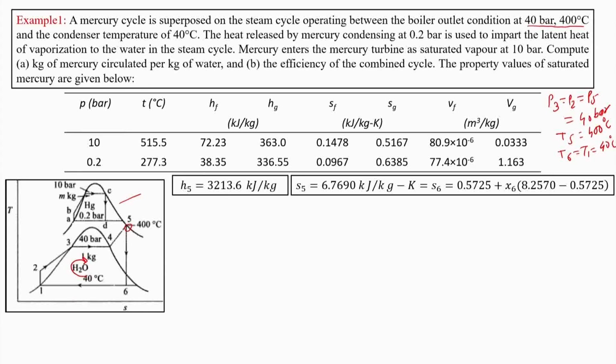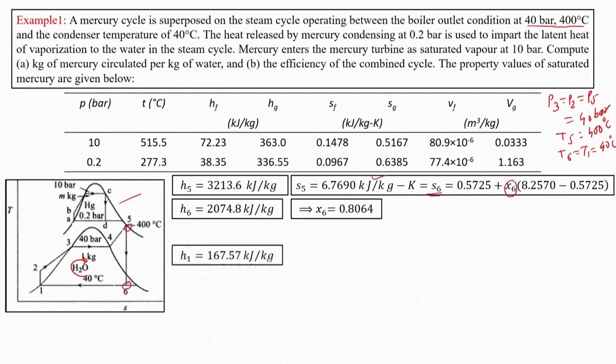From H5 we will also see in the steam table what S5 is. So S5 is known to us, and S5 is equal to S6, but S6 is equal to SF plus X6 into SFG. So from that we can find out X6. So X6 is equal to 0.8064. Then, knowing X6, we can find out H6, the enthalpy at the exit of the turbine.